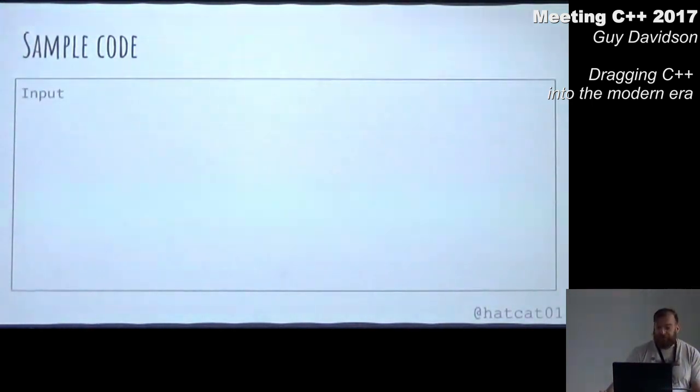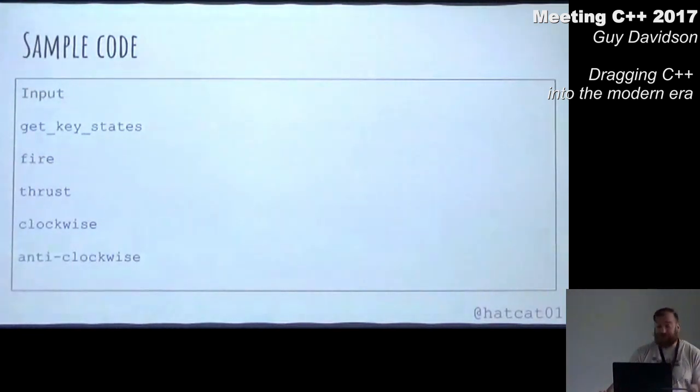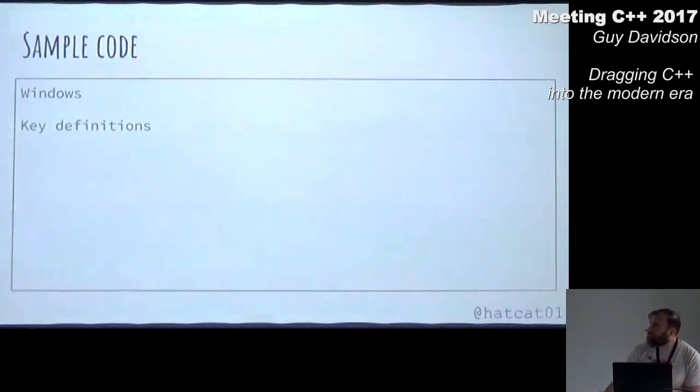Right, let's consider input. We need to get the key states. We need to get the individual instructions: fire, thrust, spin clockwise, spin anti-clockwise. Oh, hyperspace would be handy as well. Must remember that. Finally, we need to worry about our host operating system. In this case, it's Windows. So we just need our key definitions, which key does what, something to get the key states, an entry point. So let's look at some source.